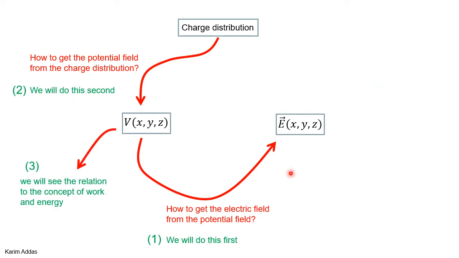So the way we're going to proceed is the following. We're going to first start with this part. We're going to start with the question, if I know the potential everywhere, how can I get the electric field? And then we're going to see how to get the potential from the charge distribution. And then later on, we're going to see what the connection is between the concept of potential that we're just defining and other things that you know about, like the work and energy. So we're going to do that later on. But for now, we just want to focus on these two steps: how to get the potential from a charge distribution, and then from the potential, get the electric field.